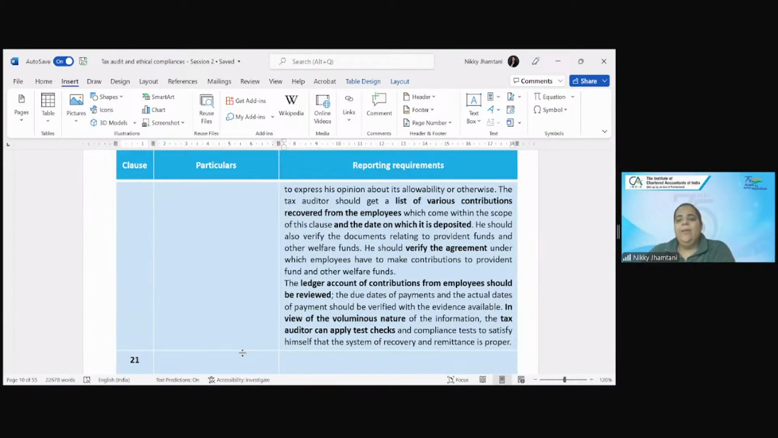The tax auditor should get a list of various contributions recovered from the employees which come within the scope of this clause and the date on which it is deposited. He should also verify the documents relating to PF and other welfare funds. He should verify the agreement under which employees have to make contributions to Provident Fund and other welfare funds. The ledger account of contributions from employees should be reviewed. The due dates of payments and the actual dates of payments should be verified with the evidence available. In view of the voluminous nature of the information, the tax auditor can apply test checks and compliance tests to satisfy himself that the system of recovery and remittance is proper.